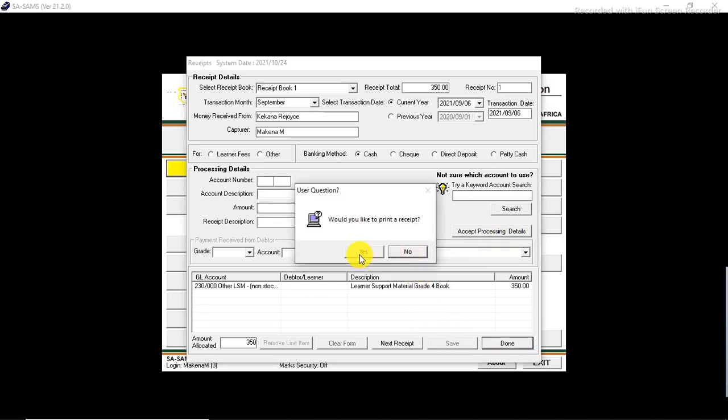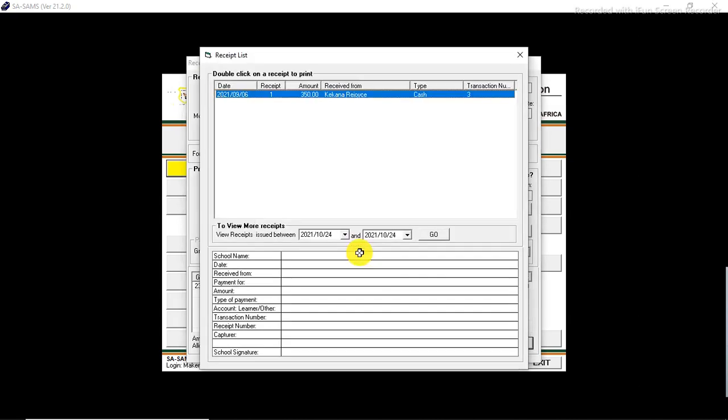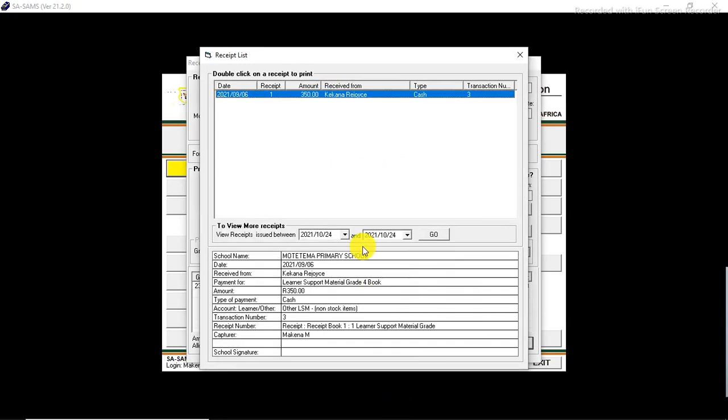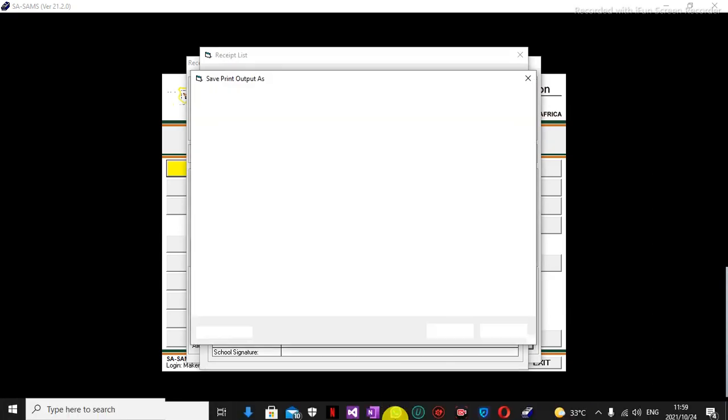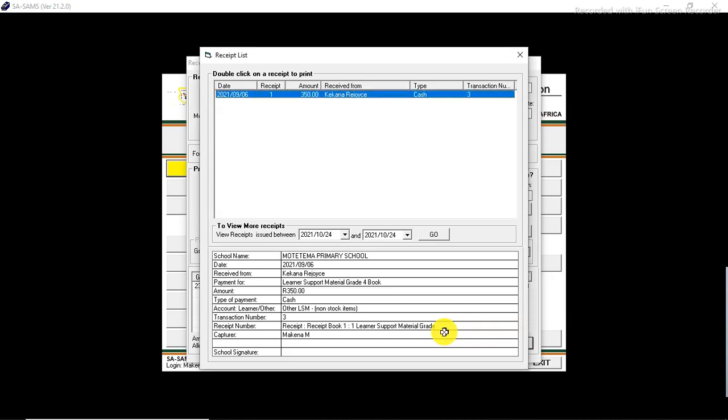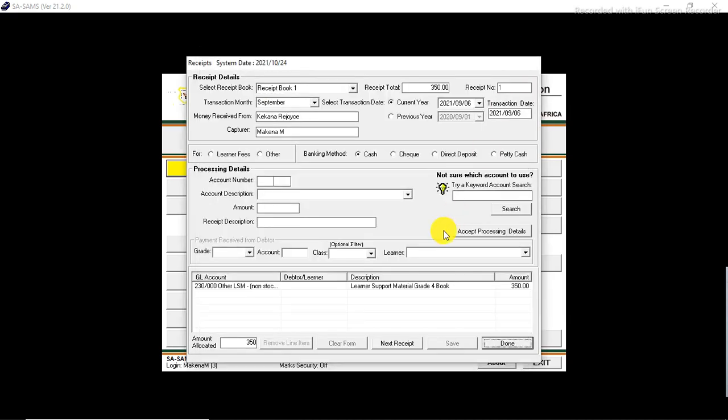You say okay. It says, would you like to print a receipt for the learner? You say, yeah, I want to print a receipt. When you get to this part, you just double click it, and then it will say print me. And then you say, okay, this receipt is for who? We are placing this receipt on the desktop. This receipt is for Kekana Rejoice. Remember, you name it how you might be able to remember it. Then you are done. You only received 350 for this book from Kekana Rejoice.